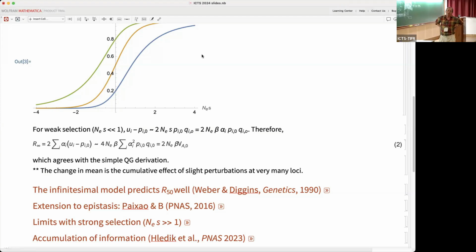Yes, that's right. So it's an expansion really in NE s small, and therefore U minus P is given by this thing, 2NE s times P0 Q0, which is a small value.